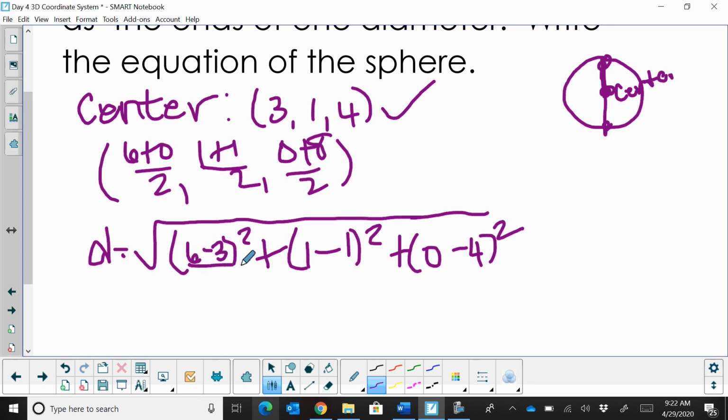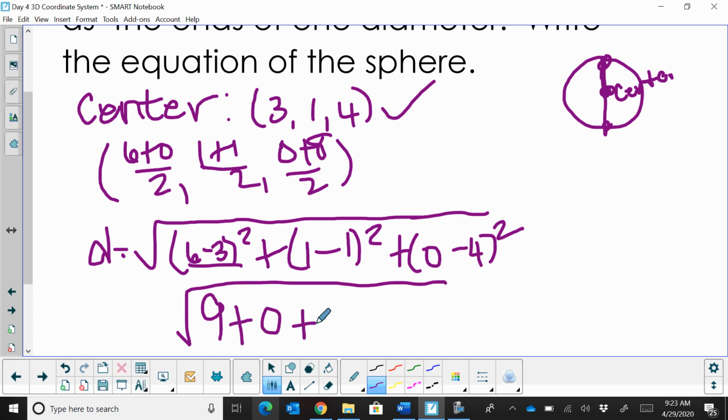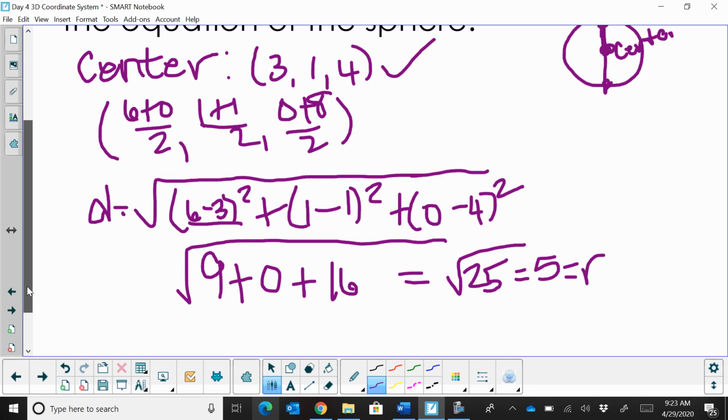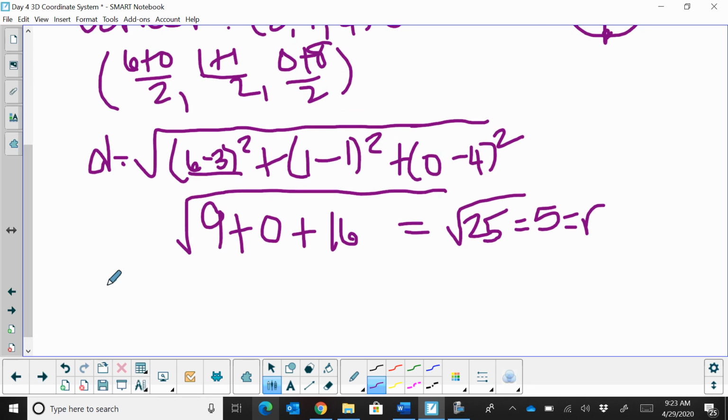And that gives me 3 squared, which is 9. That's the square root of all this. 1 minus 1 squared is 0. And negative 4 squared is 16. So this is going to equal the square root of 25, which is just simply 5. So there's my radius. Now we just need to plug into the equation of a sphere.